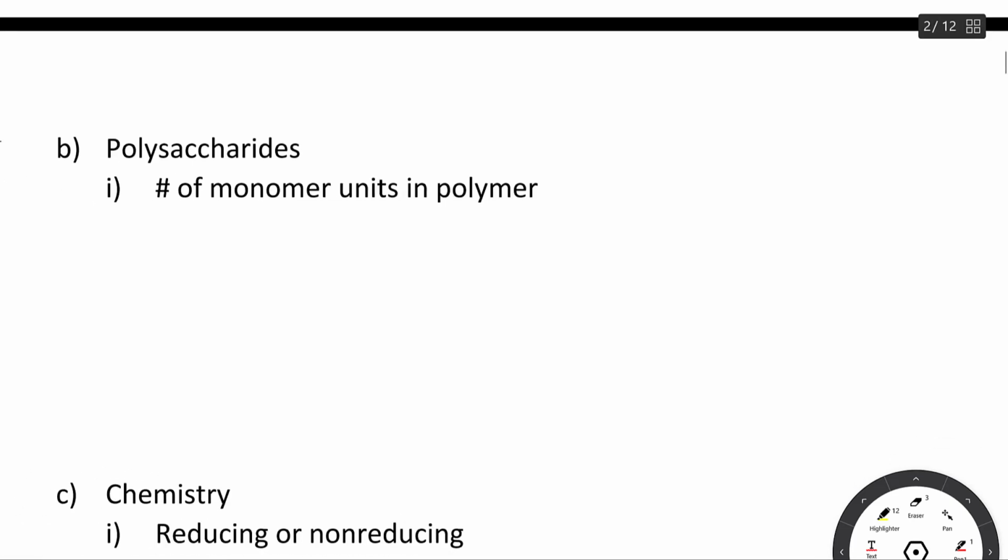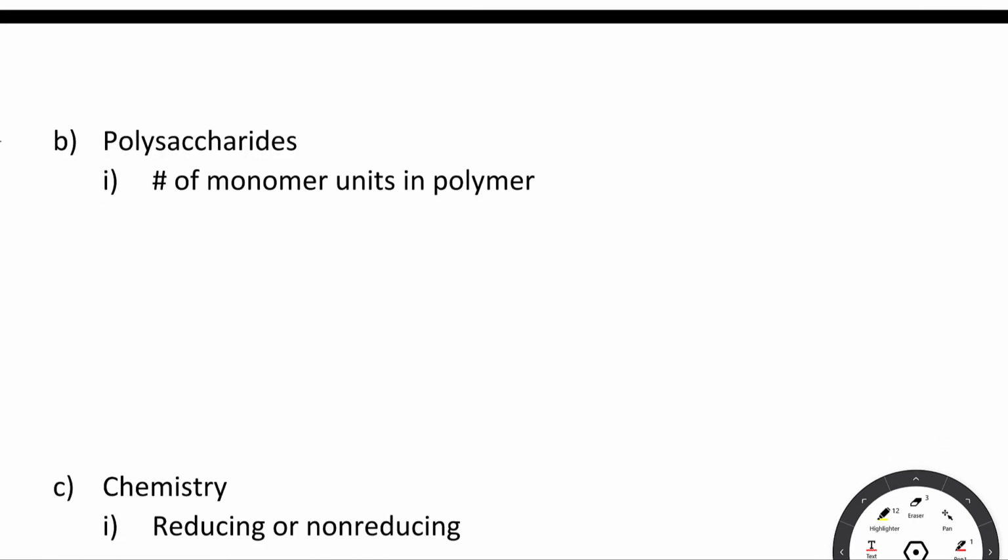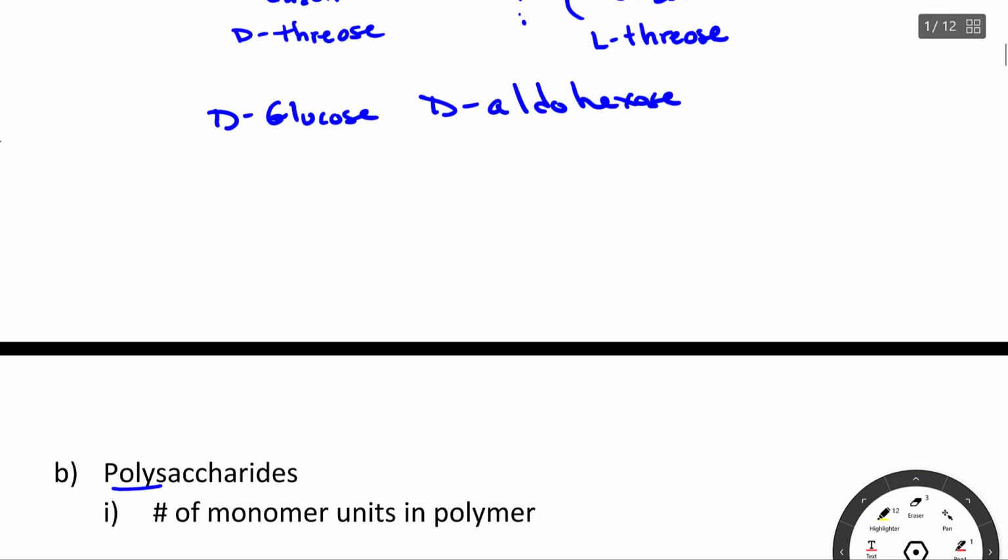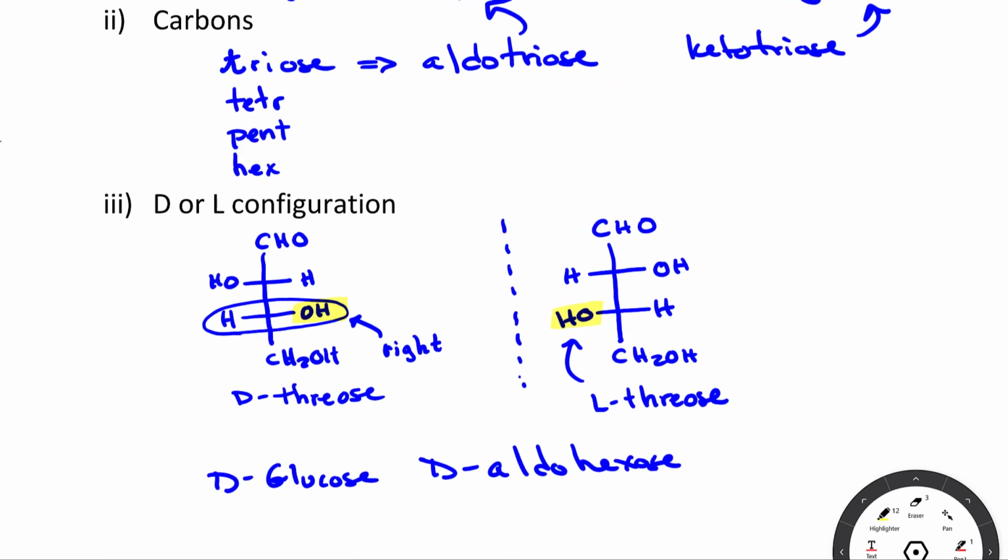Now, we do have something called polysaccharides, and polysaccharides are what make up the starches. Polysaccharide just means many sugar molecules, and these are the monosaccharides.